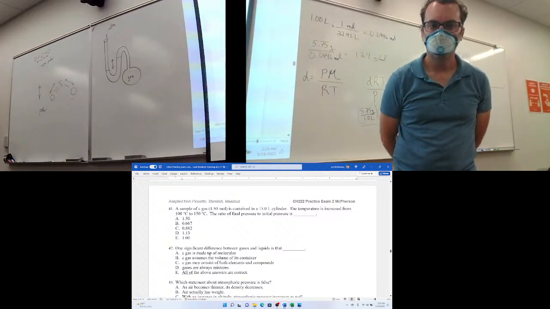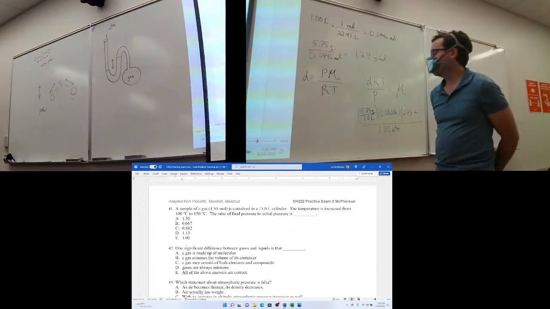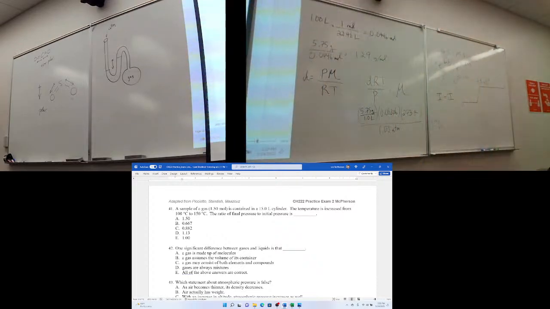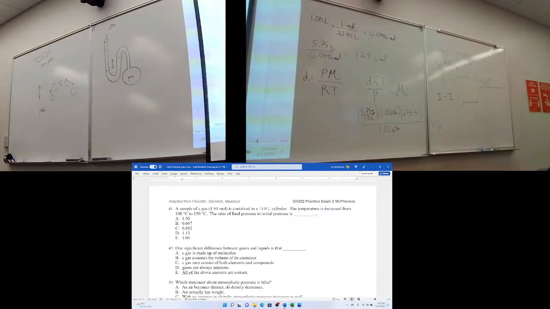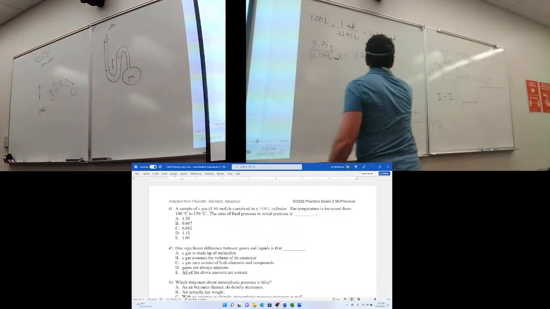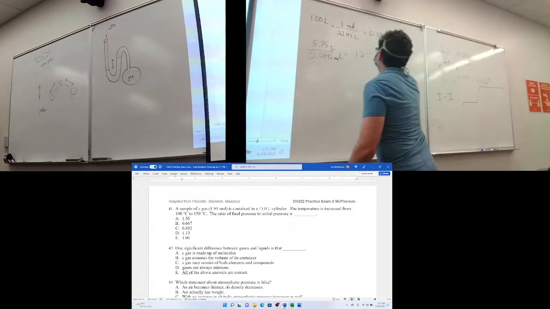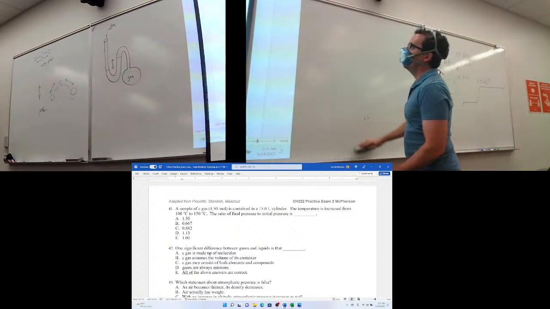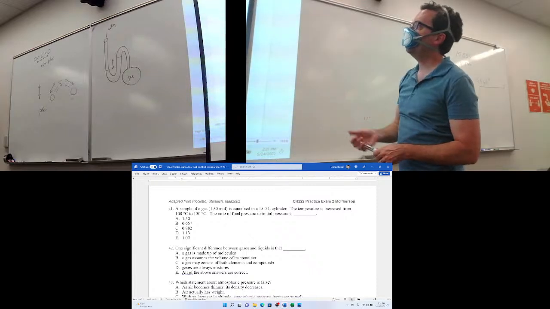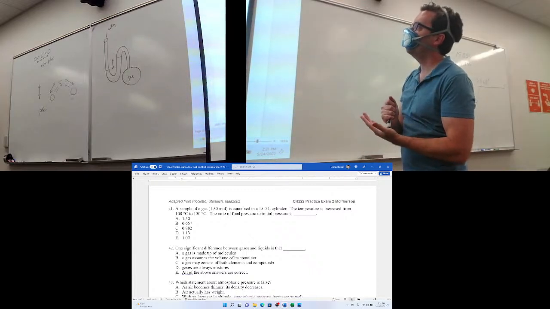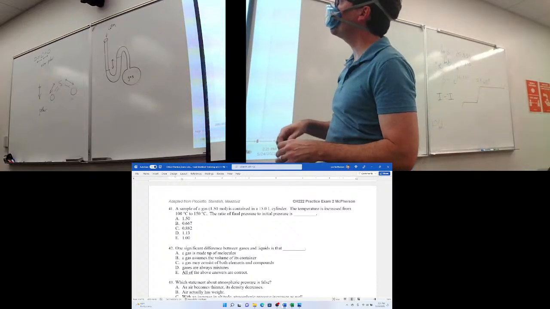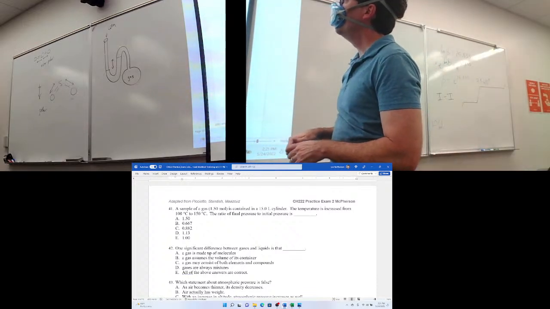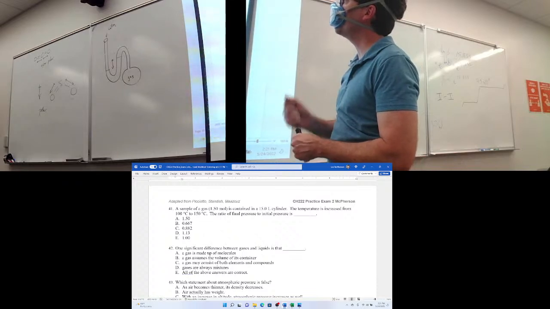41. Can you do this one? Okay, I can do that. Oh yeah, it's more algebra. So 41 is kind of an algebraic solution. We have a sample of gas in a volume of 15 liters. If we increase the temperature from 100 to 150, the ratio of the final to initial pressure is blank.